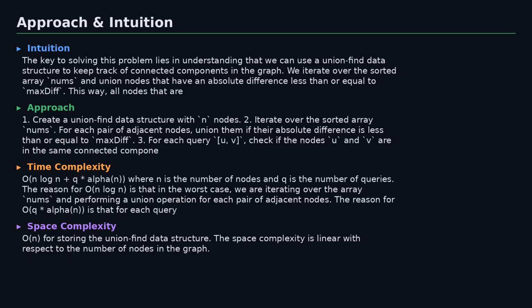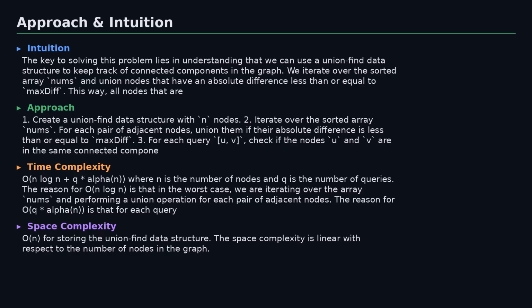So, here's how we can approach this problem. First, we create a union-find data structure with n nodes. Then, we iterate over the list of numbers and union the nodes that have an absolute difference less than or equal to the threshold. After that, we can answer the queries by checking if the two nodes are in the same connected component. It's like asking whether two people are in the same group or not.